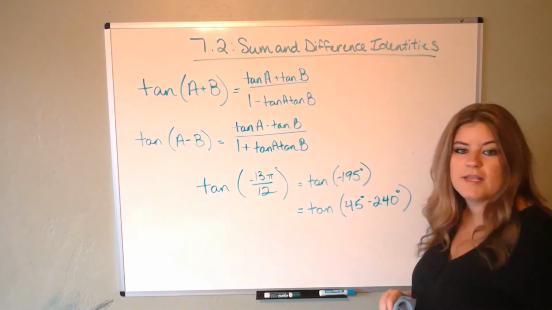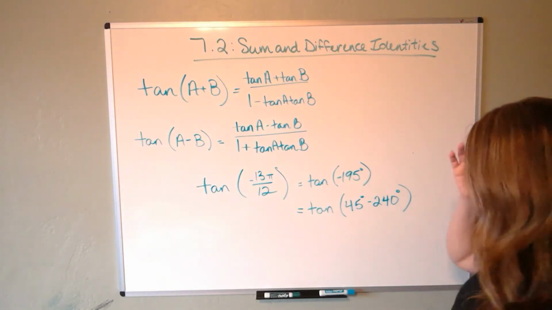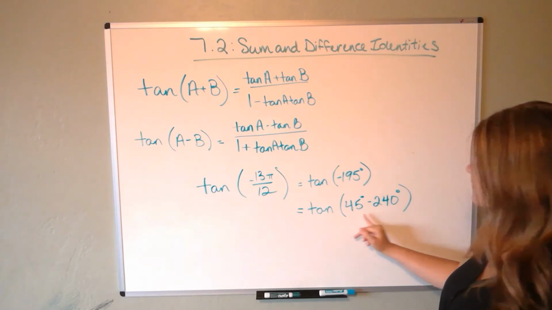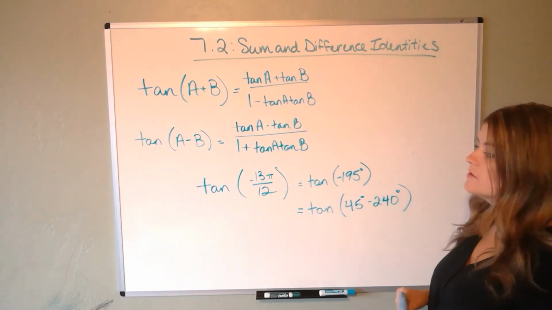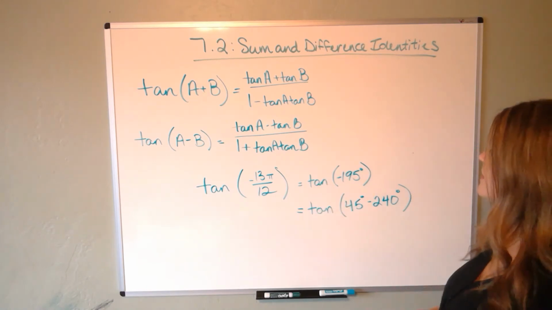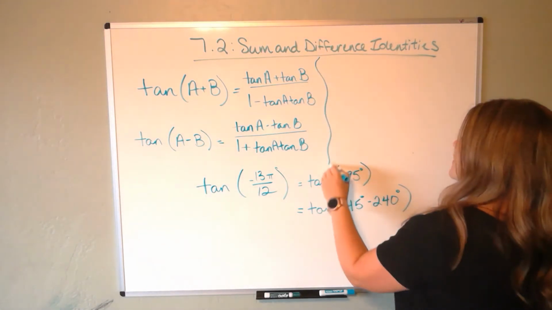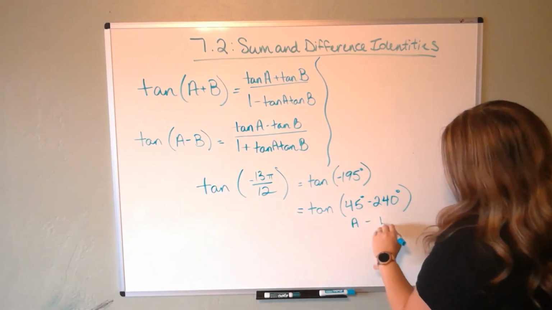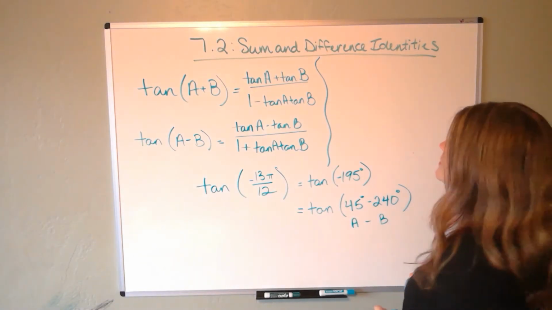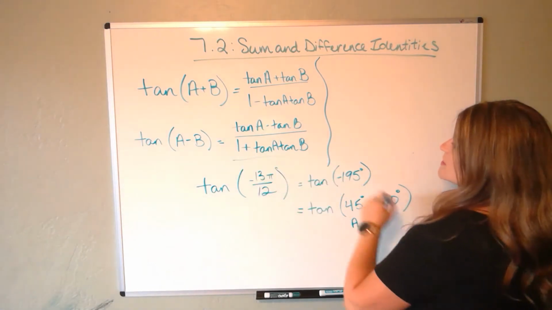That'll get you to negative 195. So notice my two angles are positive. They're on the unit circle. All I have to do is put them into my identity. I think I'm going to do it up here because we're getting a little low here. So this is tangent A minus B, 45 minus 240. So I'm going to look at this line here.